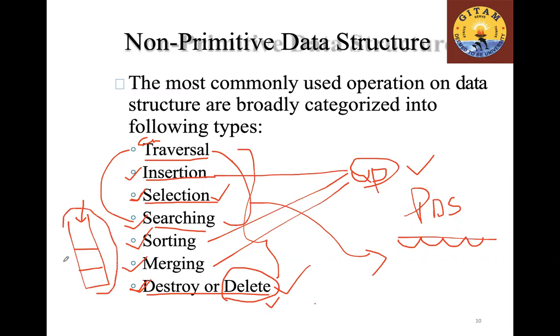Now coming to stack, stack uses a data structure called arrays. So it is a non-primitive data structure, right? And stack is also called abstract data type. That means stack has some operations that you can perform on arrays. That means you can insert, you can delete, and so on.